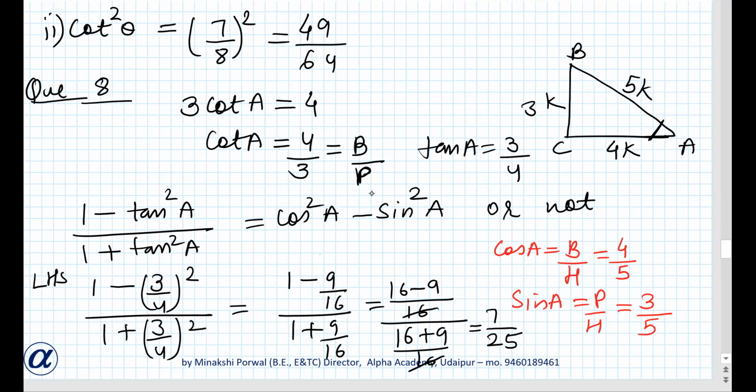Excuse me, ma'am. Yes. Ma'am, can you explain the base of the question once again? Base of the question. Question 8. Yes, okay. ठीक है.